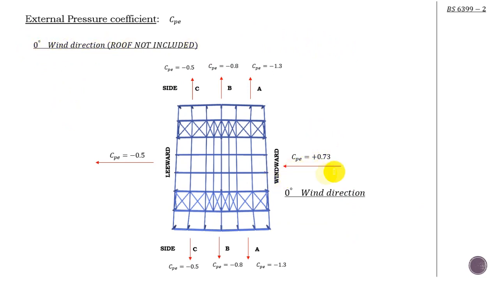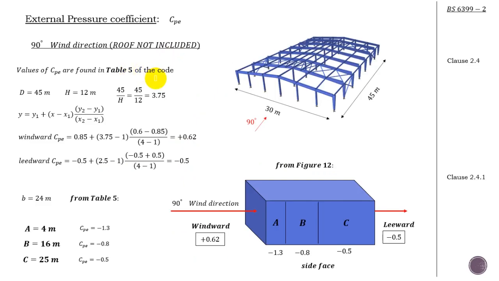Alright, let's move on, and this is just a summary of 0 degree wind direction. Okay, this is the 0 degree. This is the external pressure coefficient, windward, leeward, and the side face of the building. Right, we are done with the 0 degree wind direction for the vertical walls. Now we turn our attention to the 90 degree wind direction. Again, this was the 0 degree and this is the 90. It's exactly the same thing, except that when we are talking about the d, it's a variable.